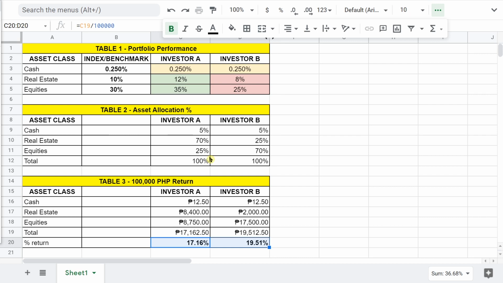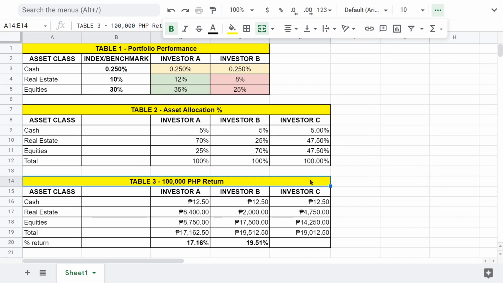As I mentioned in the earlier parts of the video, in portfolio management, being in the right asset class is more important than outperforming any benchmarks. Let's now introduce a new investor who we will be calling Investor C, who passively manages his asset allocation between real estate and equities, meaning Investor C divides his asset allocation equally, so that makes it 47.5% each for equities and real estate and still 5% for cash.